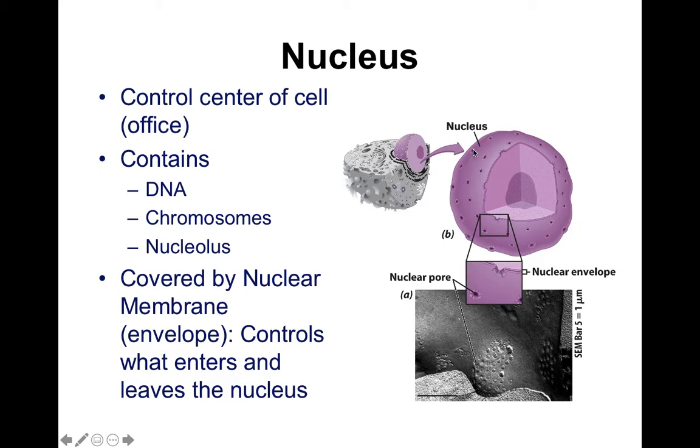You see how it has these little pores here? Well, that's so that RNA can get out. And of course, some things can go in, but DNA cannot leave. And just like the cell membrane, the nuclear membrane, or it can be called the nuclear envelope, controls what enters and leaves the nucleus. But it will not allow the DNA to leave the nucleus. Okay? So that's the nucleus.